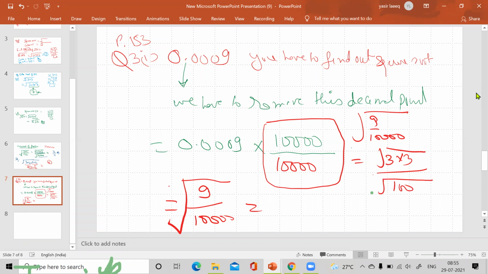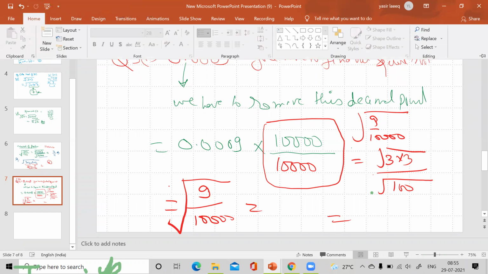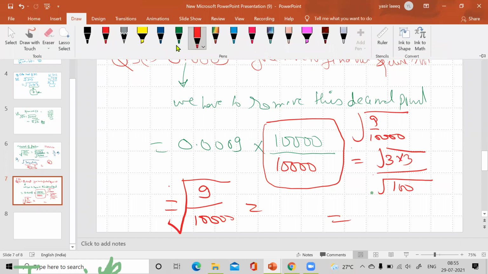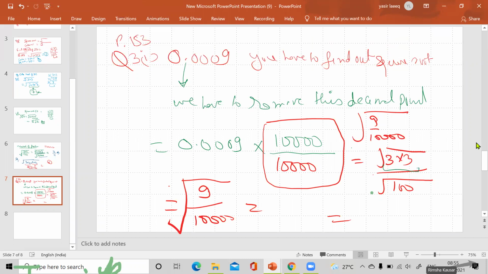Then you know that we make a pair of 2, as we are doing a square root. Make a pair and pick 1 3 out, and here 10 comes out, because 100 can be written as 10 into 10. Yes, sir. So this is the answer.